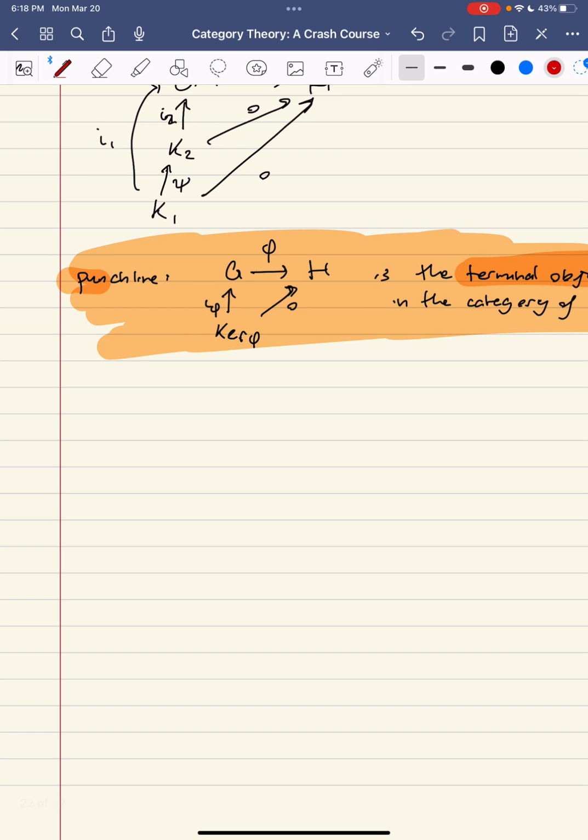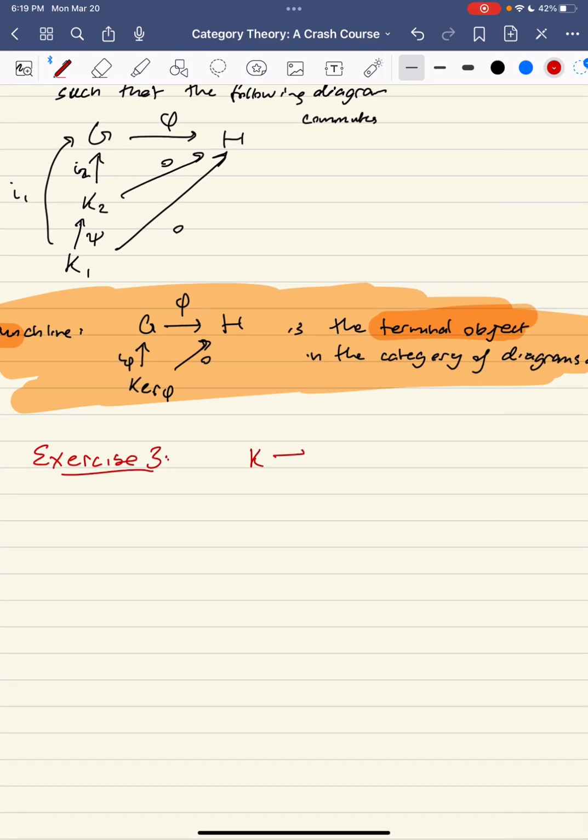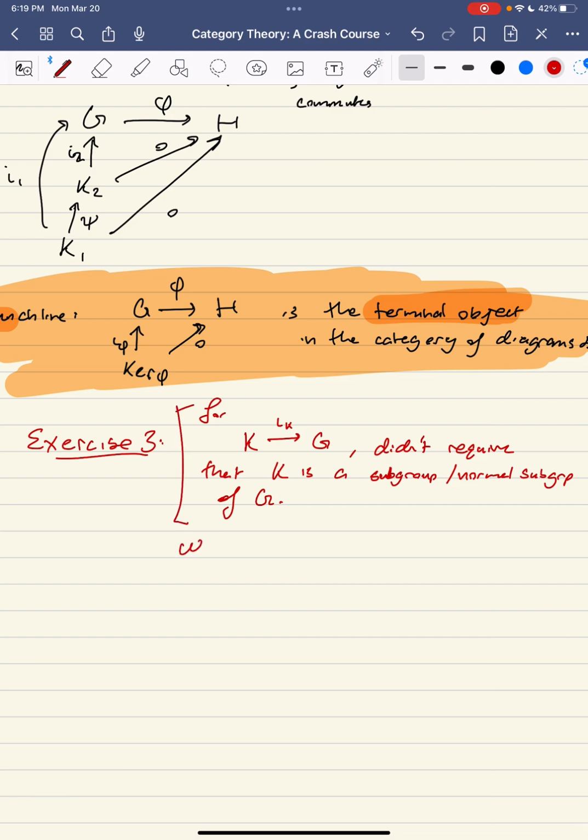So there's one issue here I'm hiding under the rug, which I'll turn into an exercise. Exercise 3: why does this all work? One detail I kind of left out is that in my group homomorphisms from K to G, I didn't really require that K was a subgroup or a normal subgroup of G. I just required that it was some group admitting a morphism into G that is killed off by phi. Why is that okay? Why does this work?